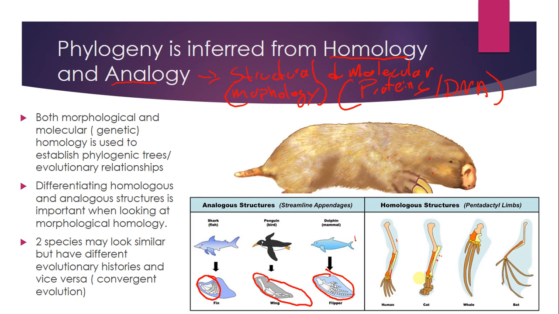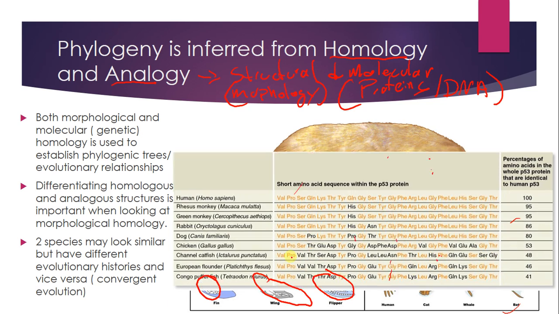evolutionary relatedness. You can think of bats and birds. Bats are more related to other mammals than to birds, even though they both can fly. Flight evolved independently in both birds and bats. Bats use these stretched membranous wings. Birds use feathers. And we can see that by their overall structure. Those are analogous structures, not homologous structures.